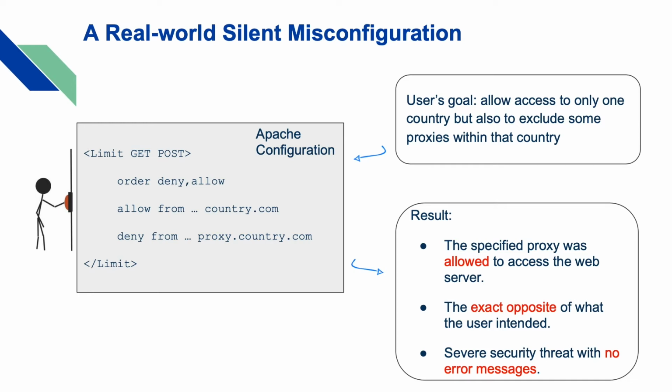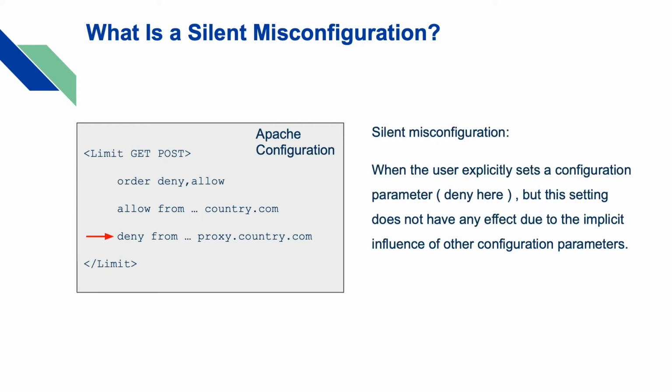And what makes things worse is that there are no error messages popping out from Apache, making the configuration troubleshooting extremely hard for you. From that motivating example, let us come up with an intuitive definition of silent misconfiguration. When the users explicitly set a configuration parameter, like deny here, but this setting does not have any effect due to the influence of other related configuration parameters. For example, if you just remove the setting deny in this line here, the system will behave the same.